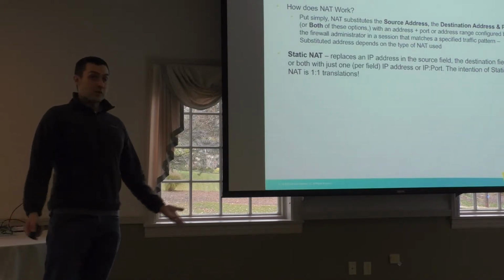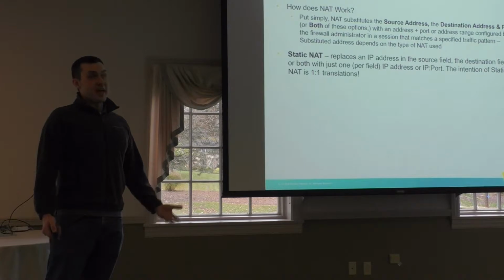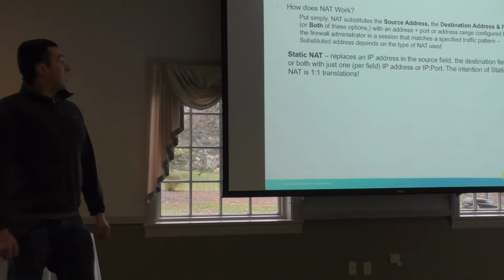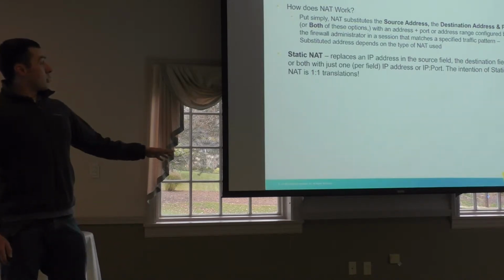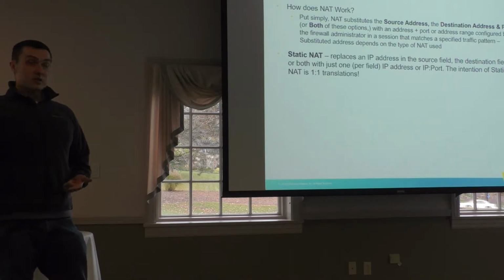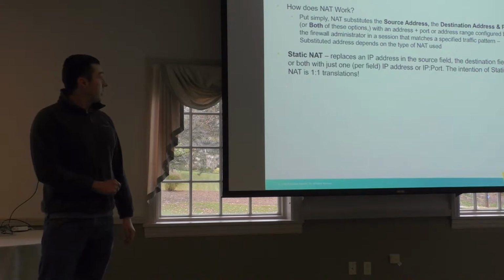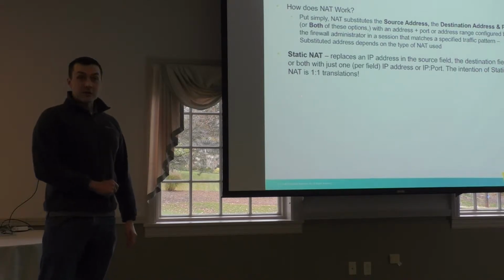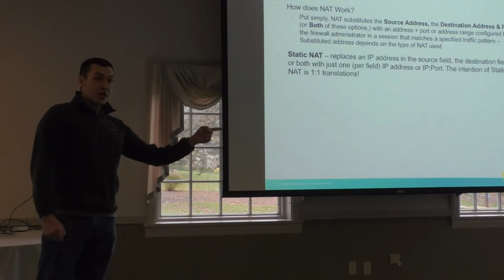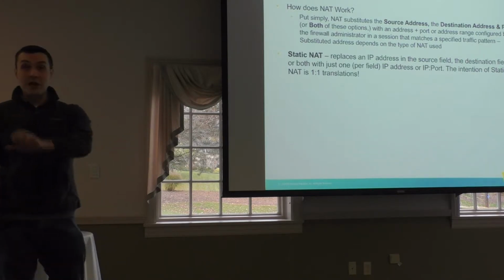You can actually do both in the same rule, although it's fairly uncommon to do that. I have actually seen it. And it replaces either one of those with one IP address or one IP address and port combination. The intention of static NAT, this is the important part right here, is one-to-one address translation. You only want to use statics when you have one IP address that you want to appear as another IP address.